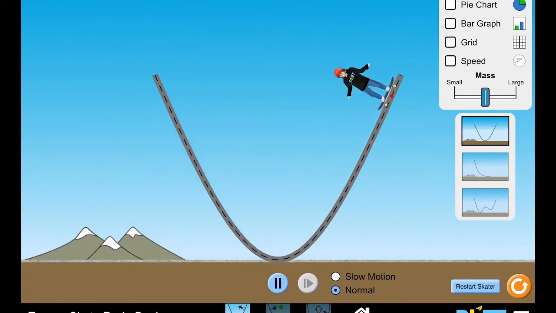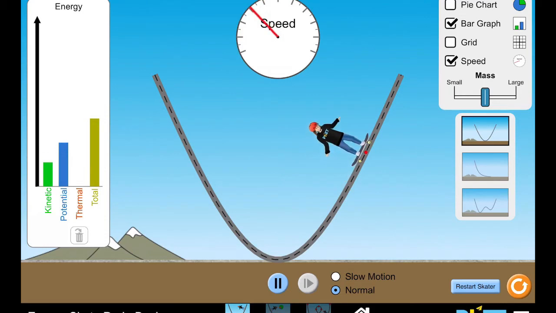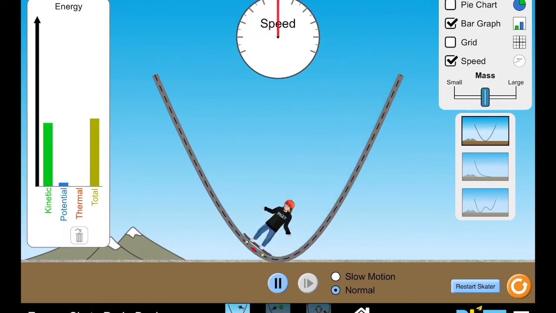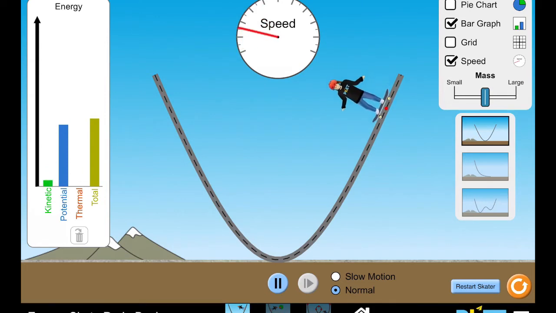So the skater starts off high, then goes low. Starts off slow, then speeds up. So we see this oscillating motion in our skater. Let's bring out a bar graph and look at our different types of energy and a speed monitor. So notice the greatest speed is exactly when the skater hits the bottom of the ramp.